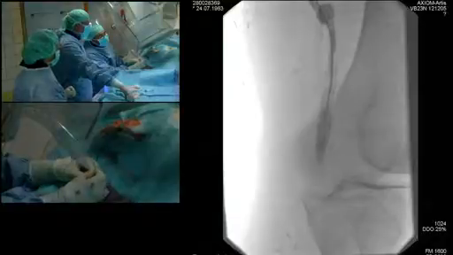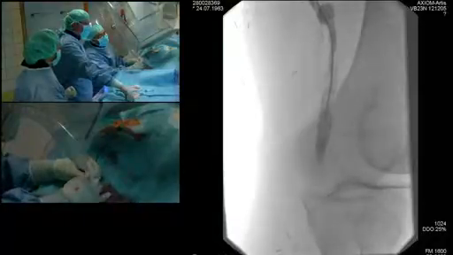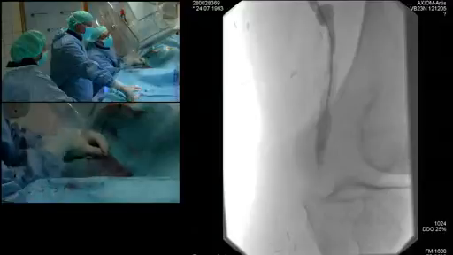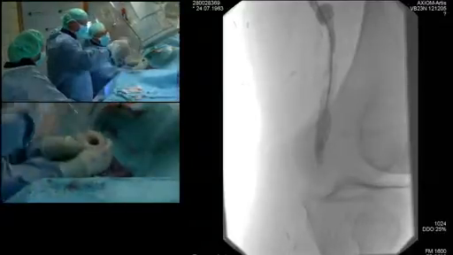It's not too bad. Okay. Yeah, there's angulation there.